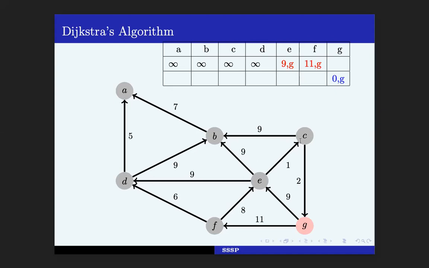For example, say C, what will it be now? If E has been explored, E's distance is 9. So if I consider the distance of C through E, it would be 9 plus 1, which is 10, and the path goes through E. So I will update the infinity in C to 10, with E as the predecessor. And similarly I will do it for B and D.